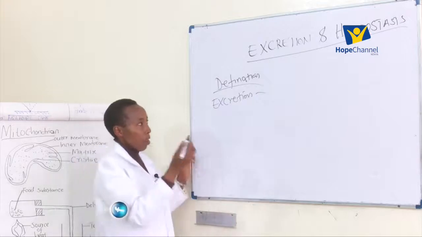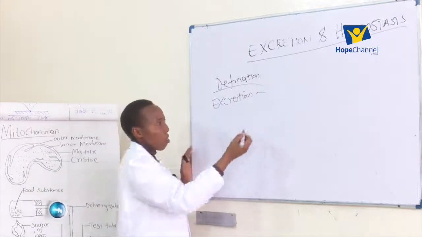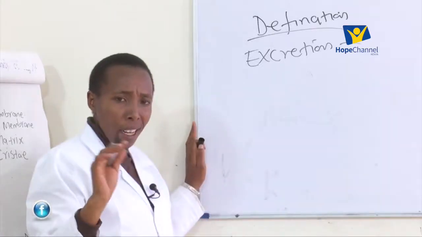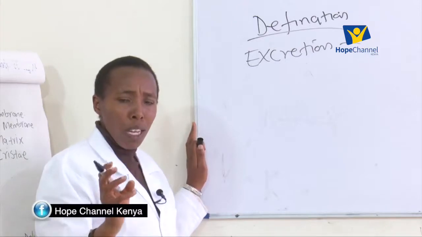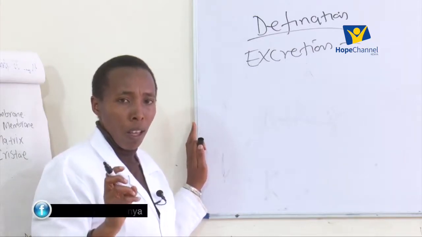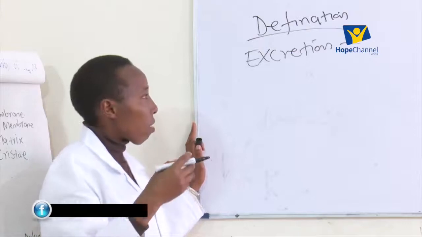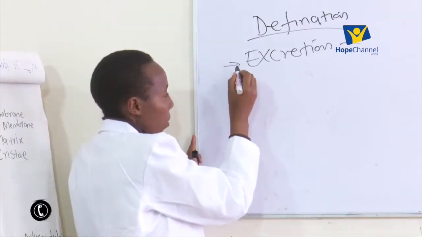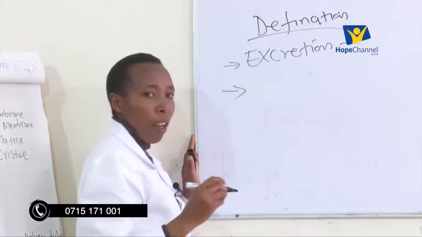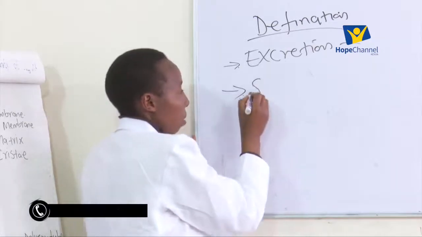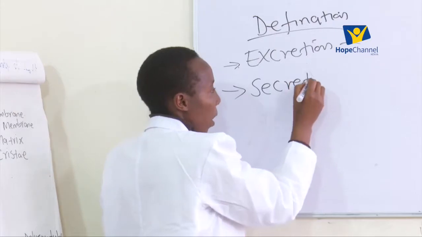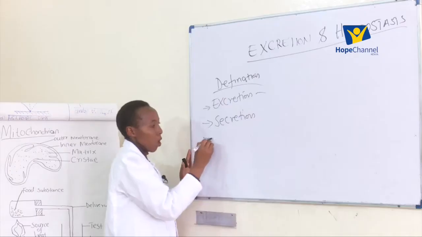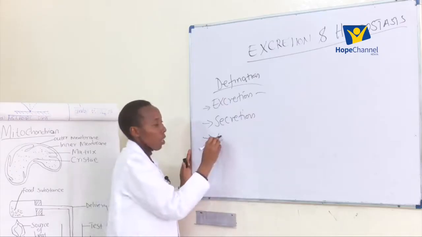Then we ask ourselves, when we talk about excretion, there are other terms that students usually confuse with excretion. So I'm going to write them. When you talk about excretion, some students confuse it with secretion. So we have secretion. We also have another term we call egestion.